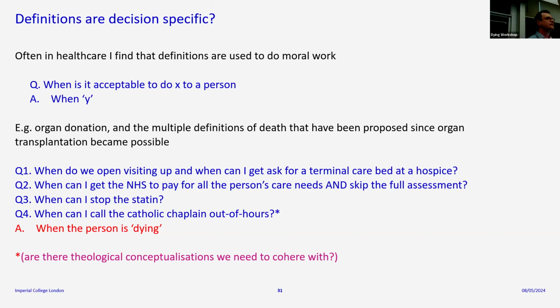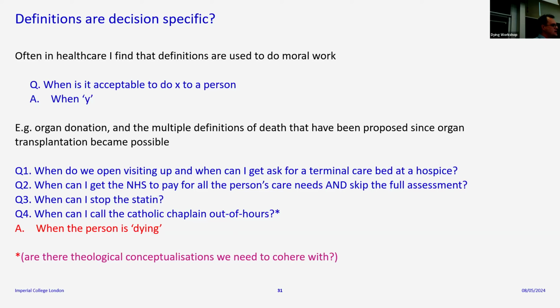And then definitions of dying, you can see how it might work out here. So when do we open up visiting and ask for a terminal care bed in the hospice? When they're dying. When can I get the NHS to pay for all their care needs and skip the really long form? When can we fast track someone? When they're dying. When can I stop the statin? Also when someone's dying, but that's a very different time scale, isn't it? And when can I call the Catholic chaplain out of hours? Again, they'll come in for urgent dying. So these labels seem to provide answers for other questions. And that's one of the thoughts that always sits with me.